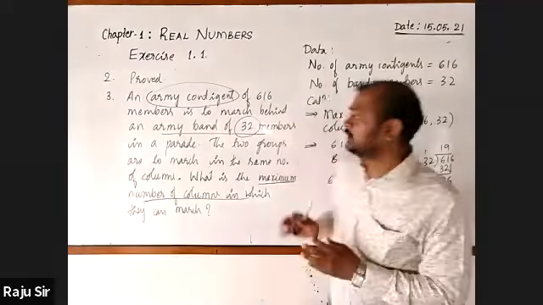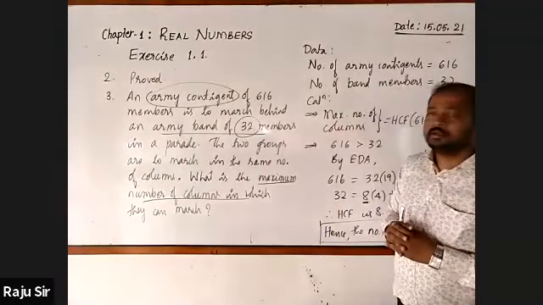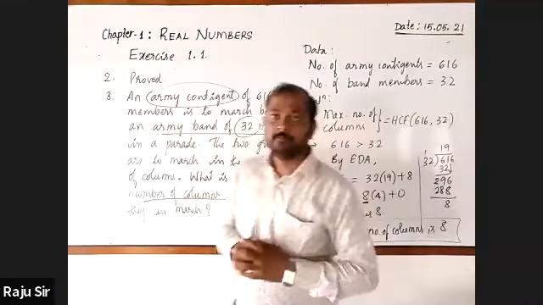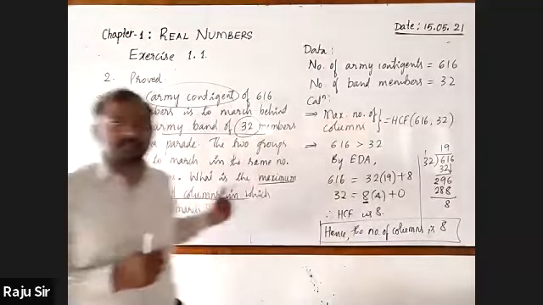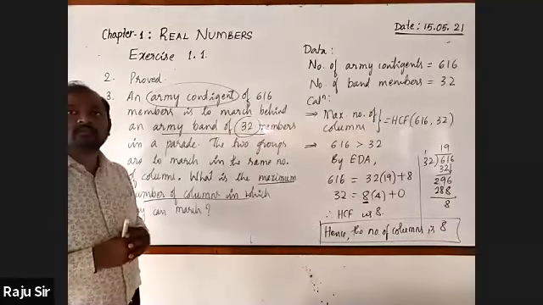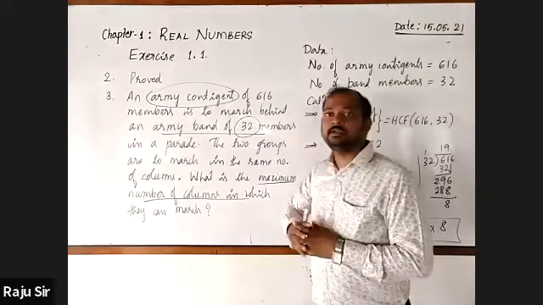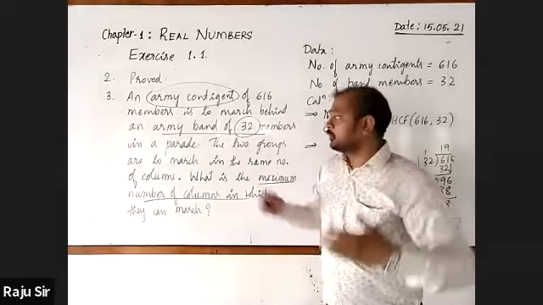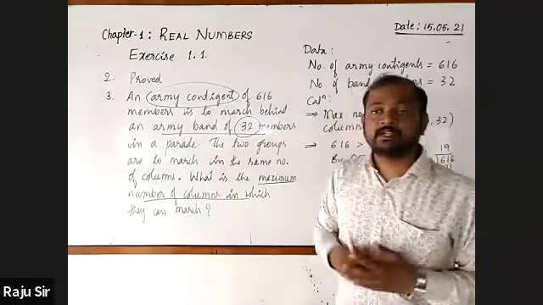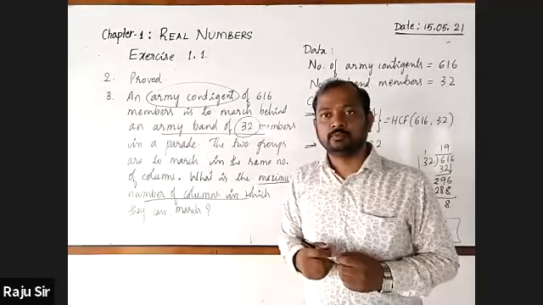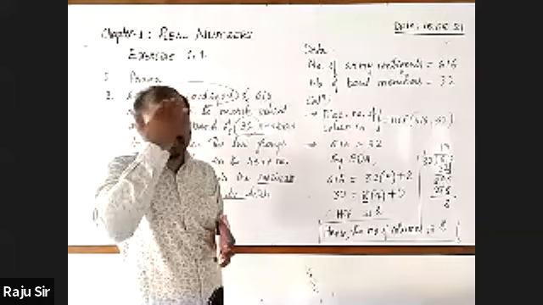Hope that you all have written this. Now, listen to me carefully. Can we extend this question? Anybody want to tell how it can be extended? What other sub question can be expected from the examination point of view? In each column, how many army contingents and band members are required?